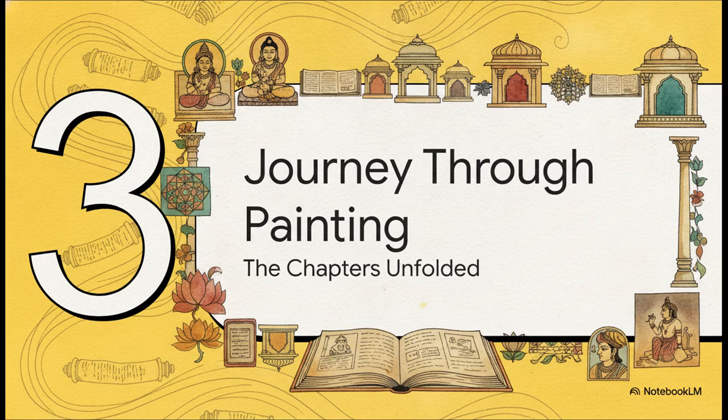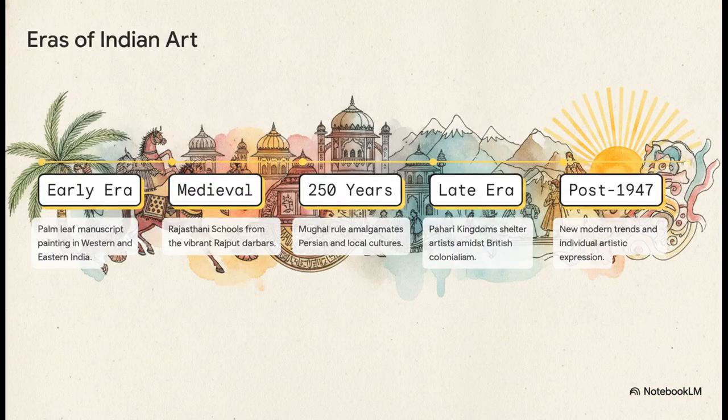All right, Section 3, a journey through Indian painting, the chapters unfolded. Okay, here is our whirlwind timeline of the actual chapters. We kick things off in the early era with delicate palm leaf manuscript painting in Western and Eastern India. Then, boom, we leap right into the medieval era, exploring the vibrant Rajasthani schools belonging to Rajput darbars. Next up is a massive 250-year span of Mughal rule. Following that, we hit the late era, where Himalayan Pahari kingdoms sheltered Delhi artists right in the middle of the colonial identity crisis. And finally, the post-1947 era, where we see brand new modern trends and some seriously striking individual artistry.